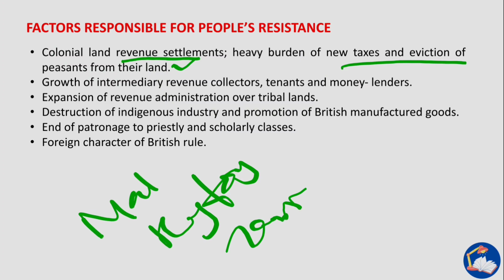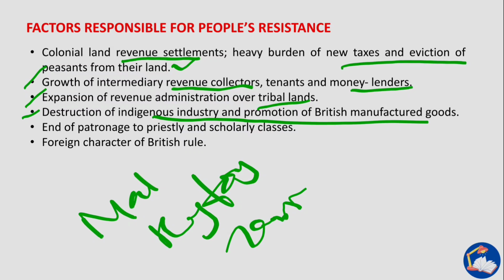The second is the growth of intermediary revenue collectors, which is the zamindari people, and also there were other revenue collectors, tenants and money lenders. That is the second factor. Then the third factor is expansion of revenue administration over the tribal lands. And the fourth factor is the destruction of indigenous industry and the promotion of British manufactured goods.